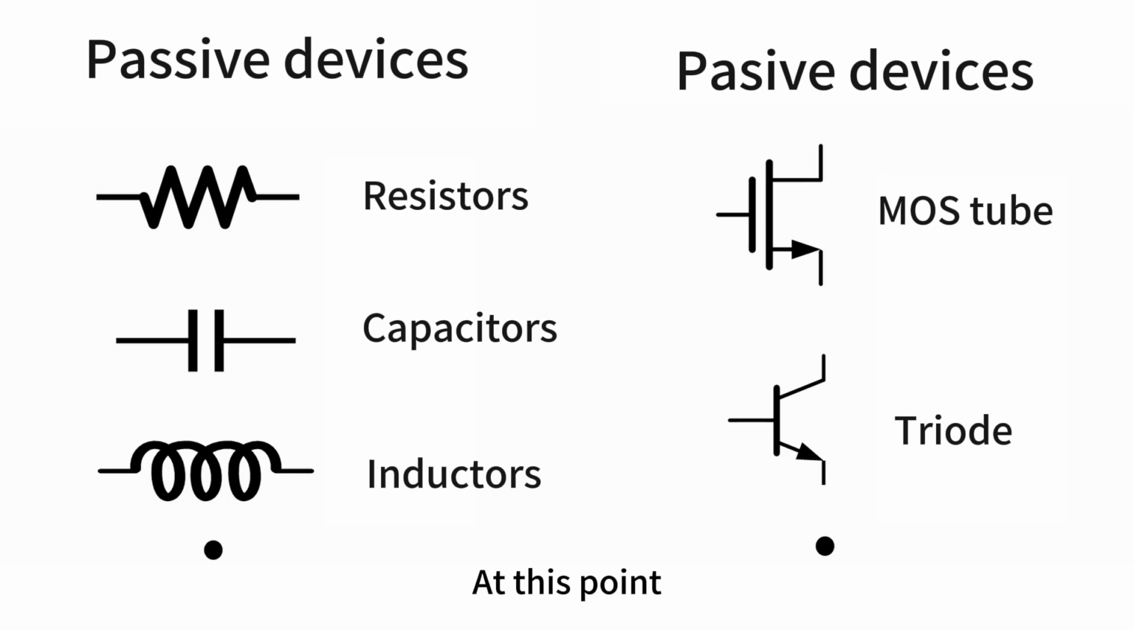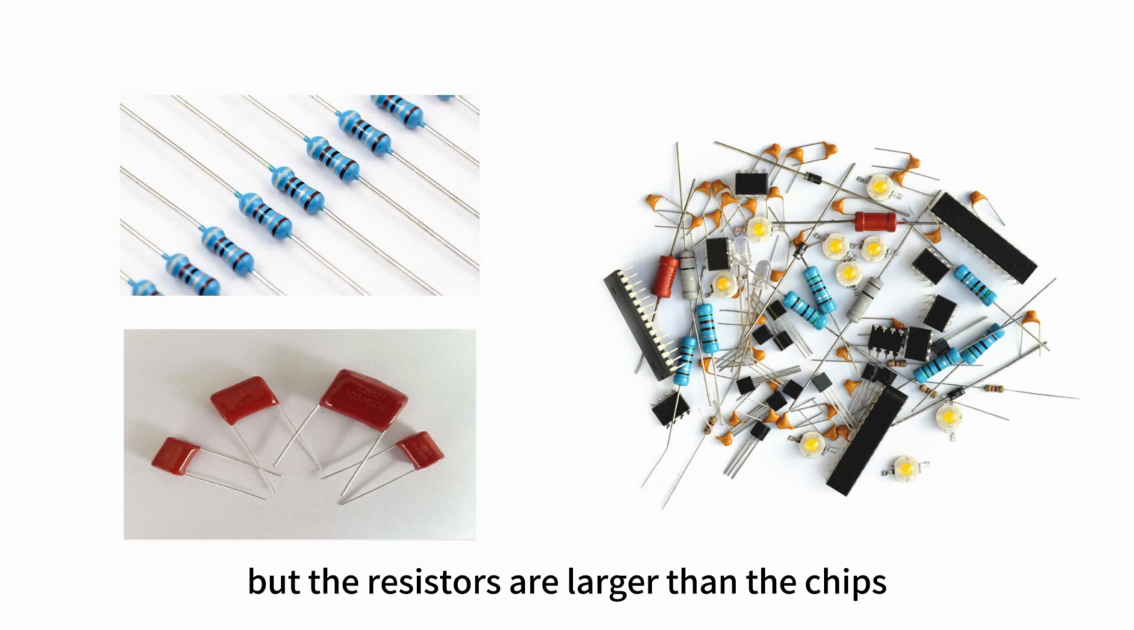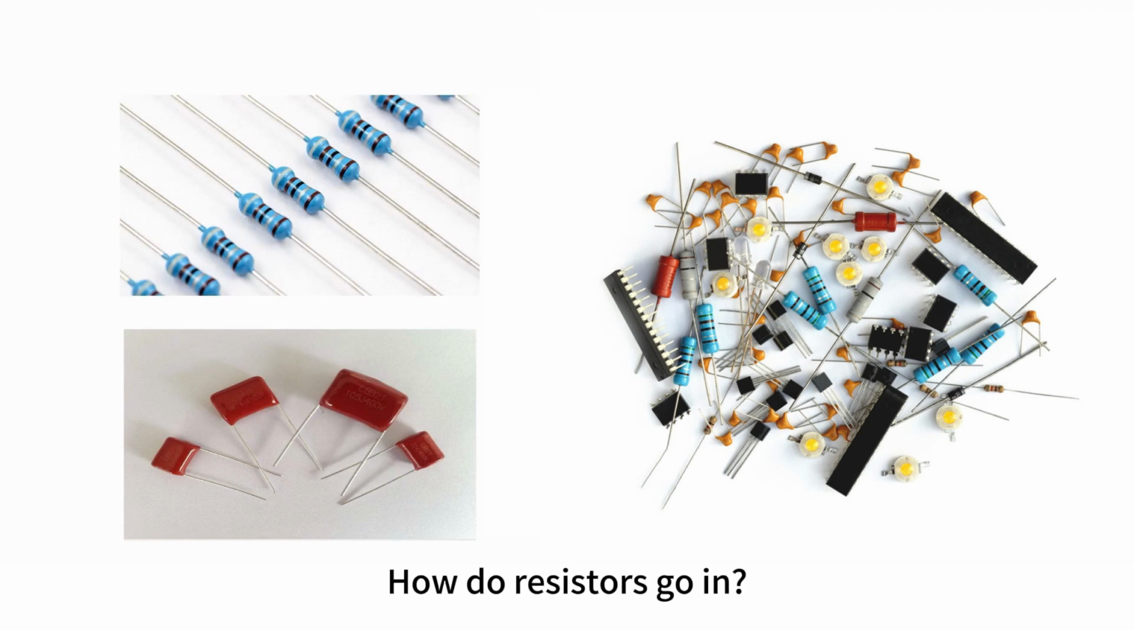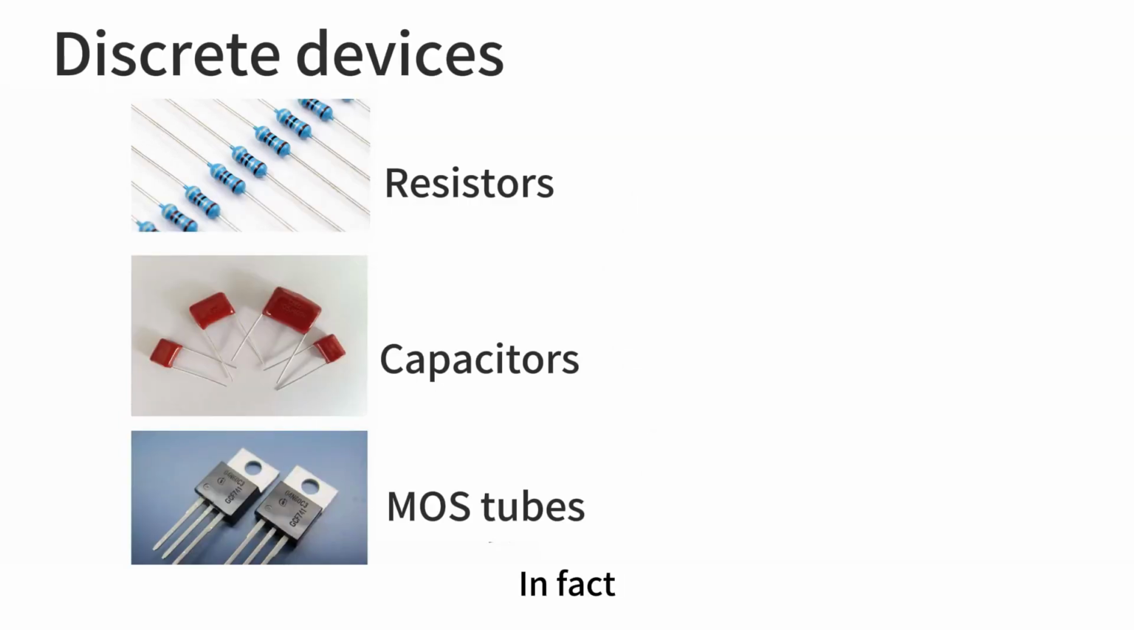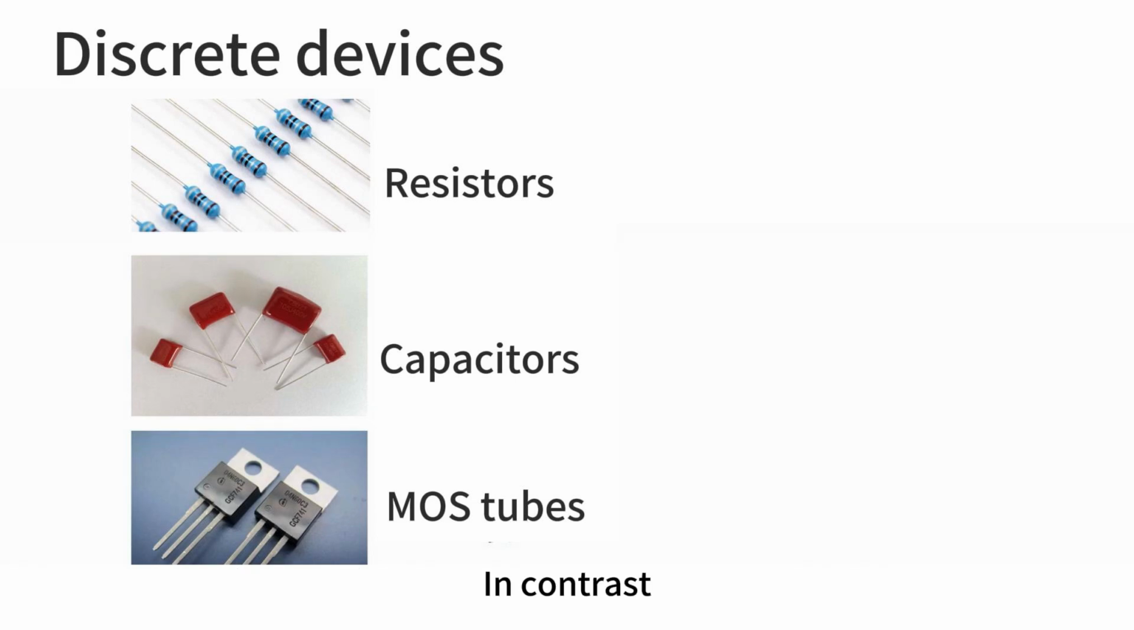At this point, some people may have questions. I have seen the resistors and capacitors you mentioned, but the resistors are larger than the chips. How do resistors go in? In fact, they are discrete components. The circuit composed of discrete components is called a discrete component circuit. In contrast, it is an integrated circuit.